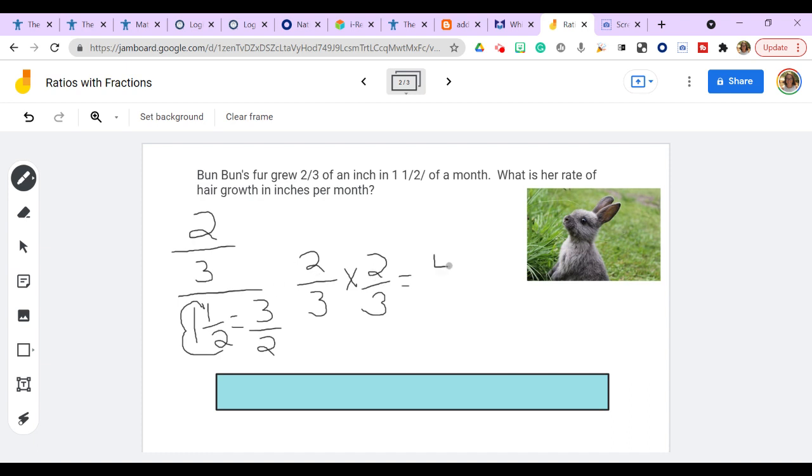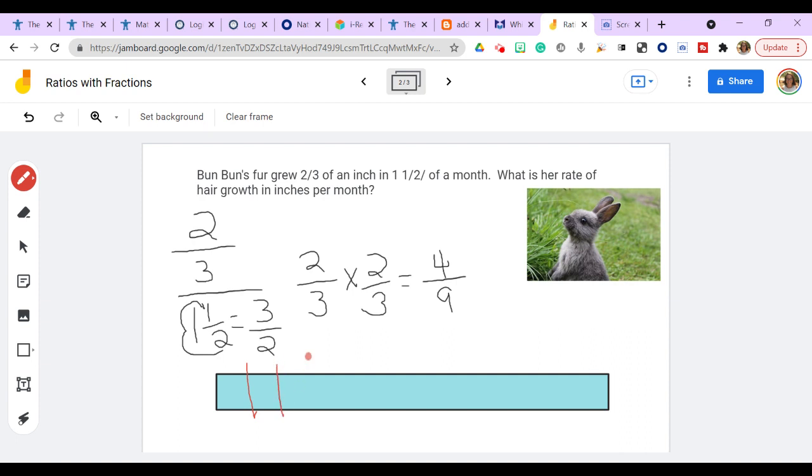2 times 2 is 4. 3 times 3 is 9. Okay, so 4/9 of an inch. That would be one entire month. Let's think about that visually, because that always helps me. If this is one, this would represent 1 month here, and then I'd have ninths.